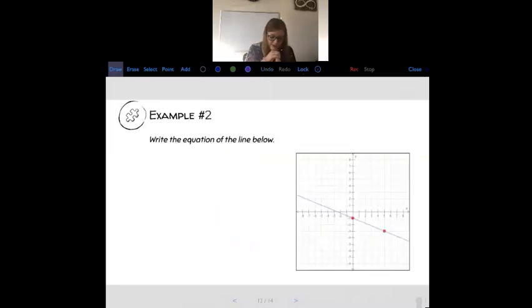Next, write the equation of the line below. So in this case, you're given 2 points. When it's on a graph like this, if you can, pick out the y-intercept. We can see where the line crosses the y-axis. And then you're also able to determine slope by counting. So first, our line crosses the y-axis at -1. So that means that b is -1.